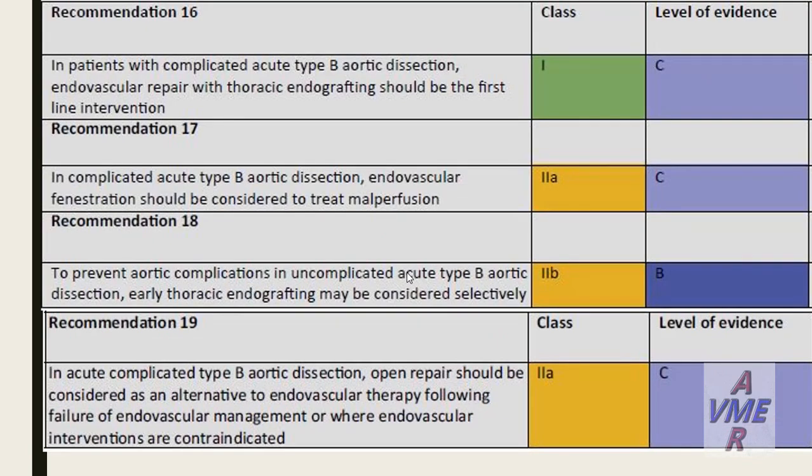In patients with complicated acute type B aortic dissection, endovascular repair with thoracic endograft should be the first-line intervention. In complicated type B aortic dissection, endovascular fenestration should be considered to treat the malperfusion. To prevent aortic complications in uncomplicated type B aortic dissection, early thoracic endograft may be considered selectively. In acute complicated type B aortic dissection, open repair should be considered as an alternative to endovascular therapy following failure of endovascular management or where endovascular intervention is contraindicated.